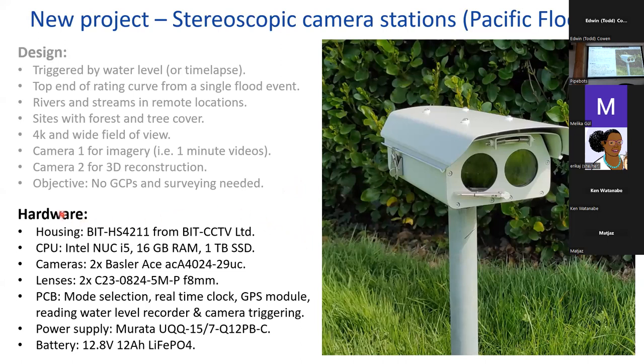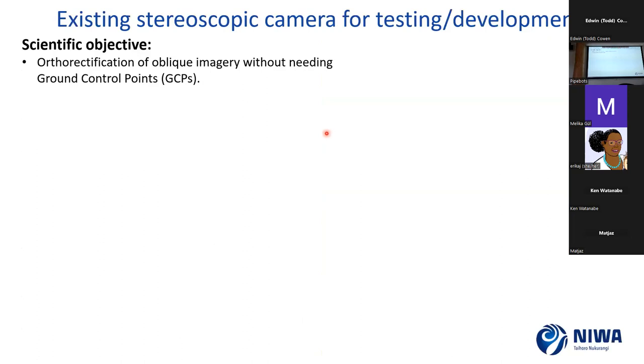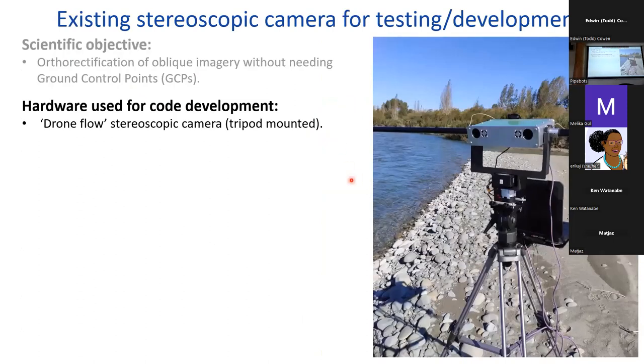If anyone is interested in the hardware, feel free to pause the video if you're watching this at a later date. This is the hardware that we're using for the design that's underway at the moment. This WMO project's just recently started, and so we're at the development stage. One of the main scientific objectives, as mentioned, is auto-replication of the imagery without needing ground control points. During the development phase, we're using an existing stereoscopic camera that we developed as part of the DroneFlow project, but we're using it mounted on a tripod.